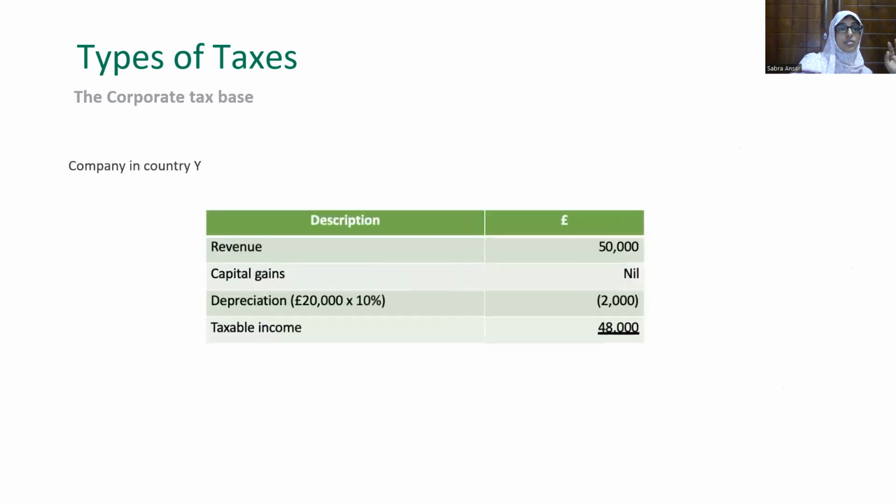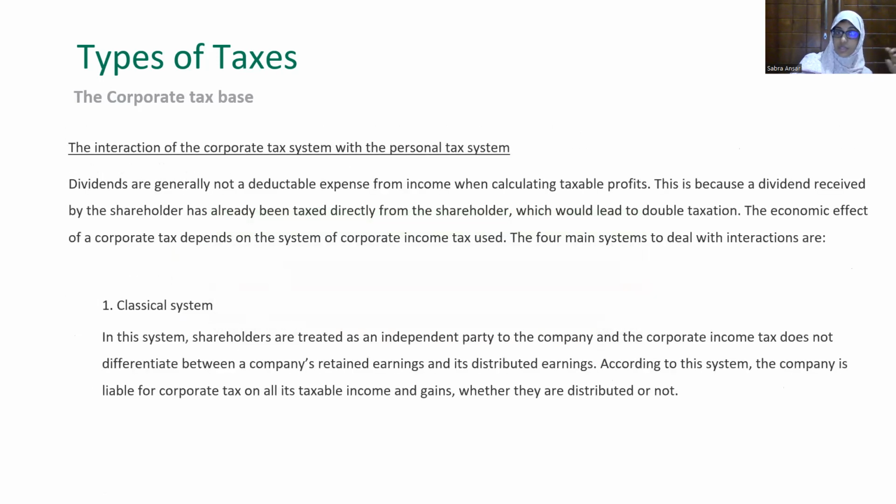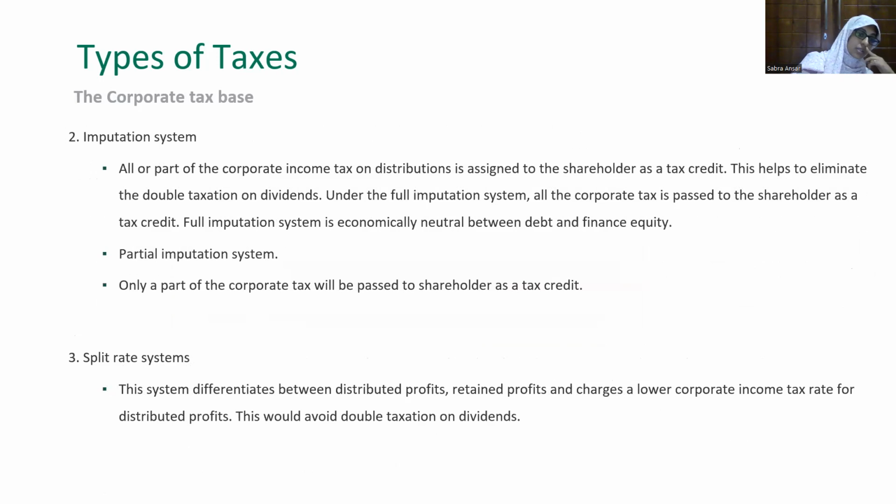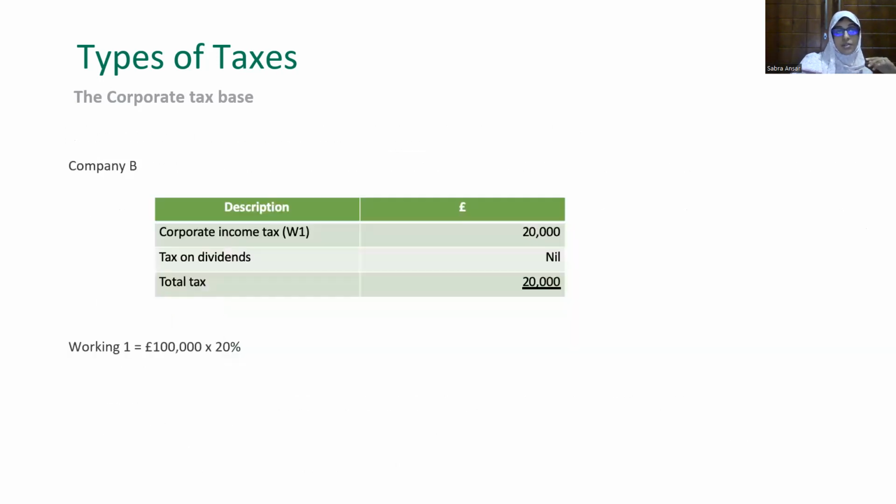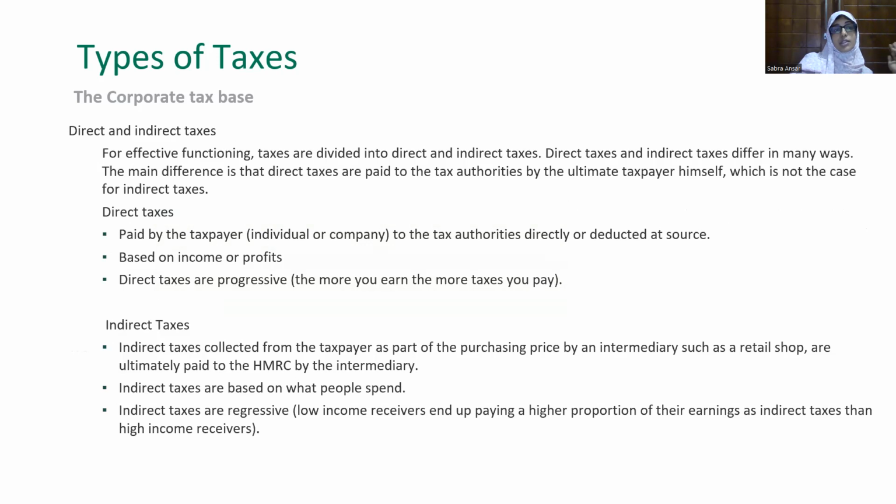We spoke about different types of taxation systems, which are classical, imputation, and split rate systems. I said there is indirect and direct taxation, which I will be covering in our last lesson next week. We will be finishing off that section, and next week would be our last section for the module.